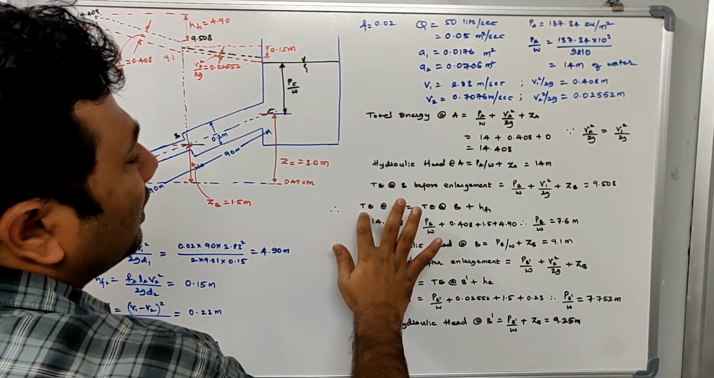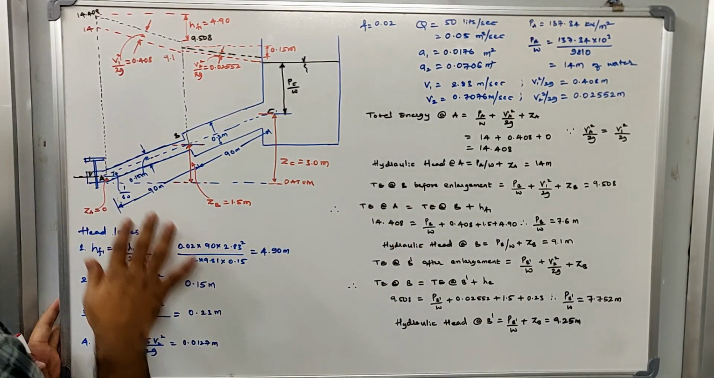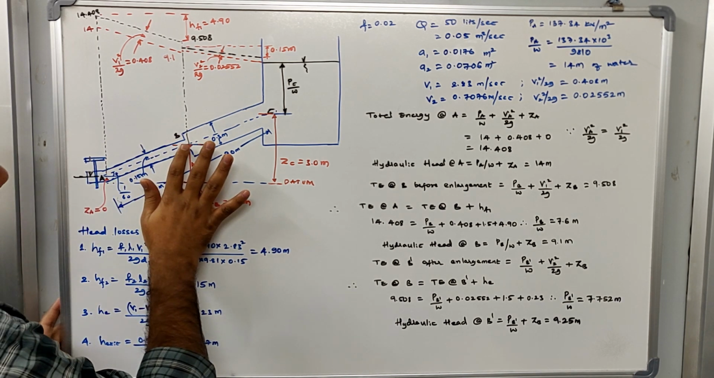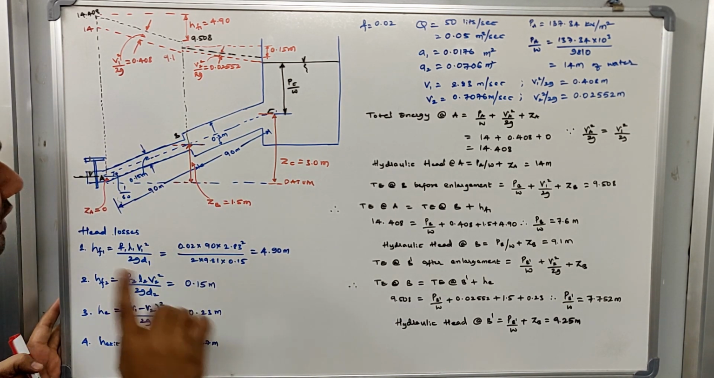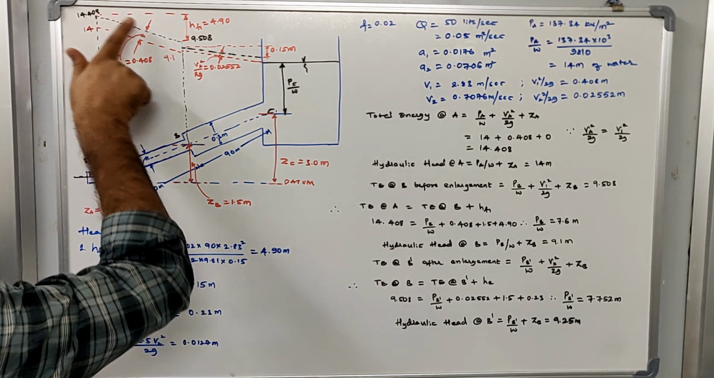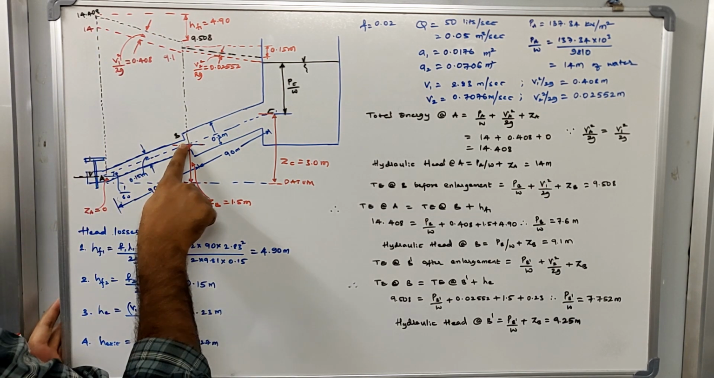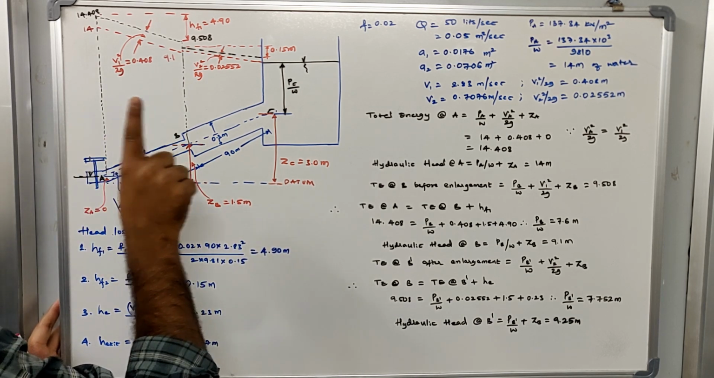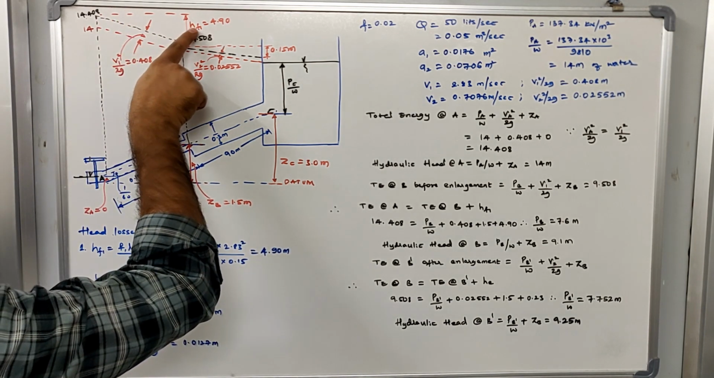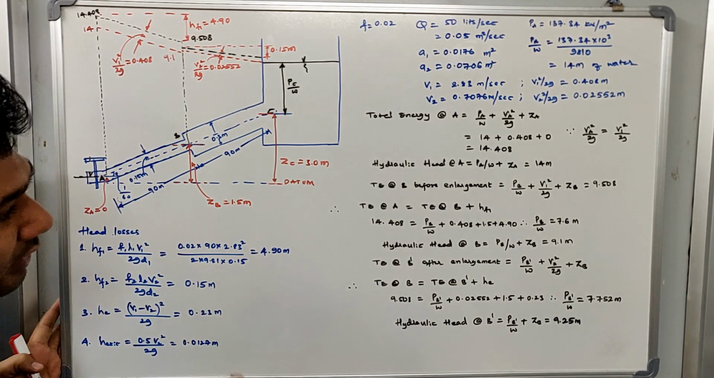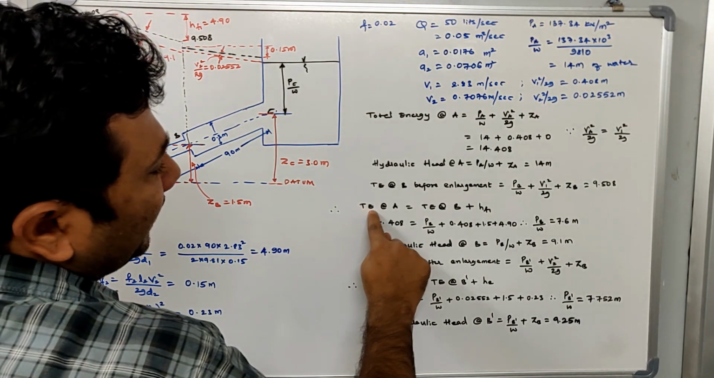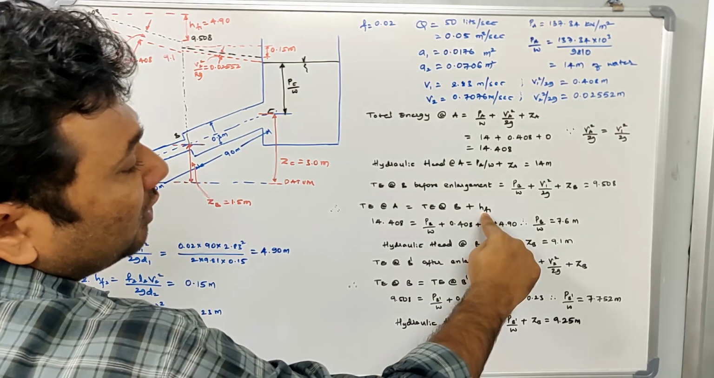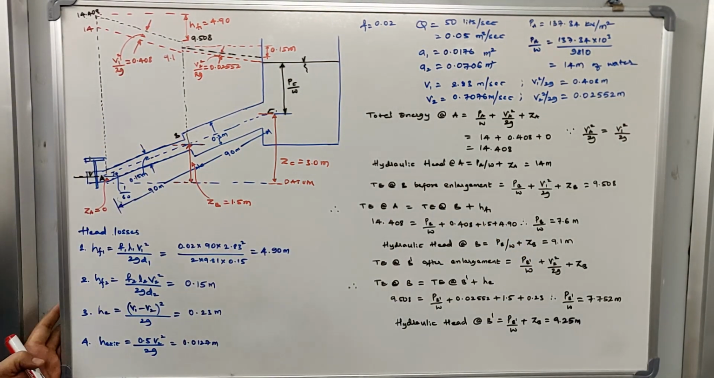Okay, now let us say total energy at A will be equal to total energy at B plus head loss. And what is that head loss we need to consider? Head loss due to friction. When water moves from point A to point B, which is before enlargement, there is only one loss that is going to happen. What is that head loss? The head loss is due to friction, which is called HF1. So that's why total energy at A will be equal to total energy at B plus head loss due to friction in pipe AB.